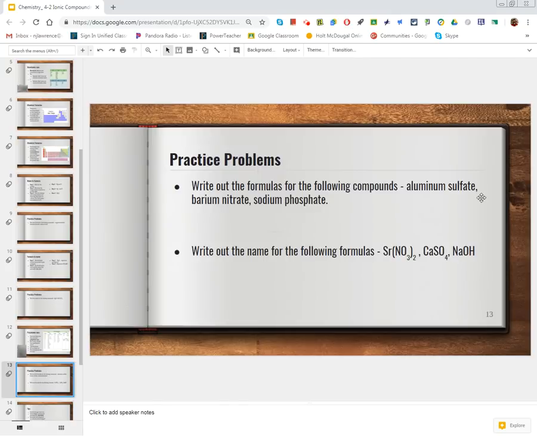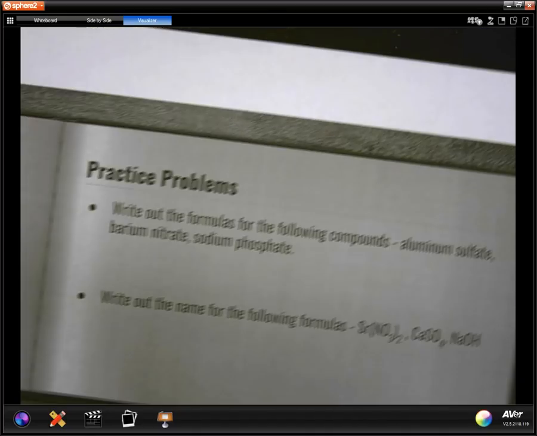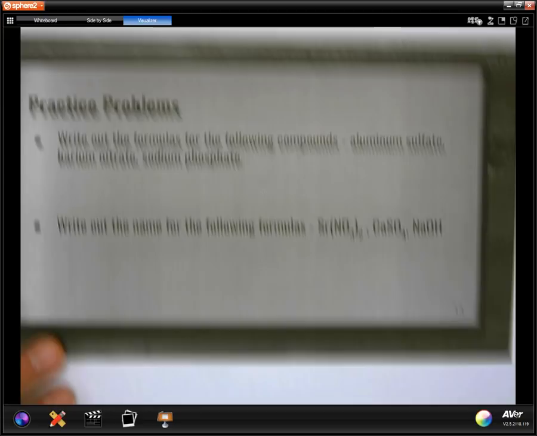So here's some practice. Write out the formulas for the following compounds: aluminum sulfate, barium nitrate, sodium phosphate. I'll show you the example with my own hand, and then you can pause it and do the last two yourself. So as we get started here, here's the paper.